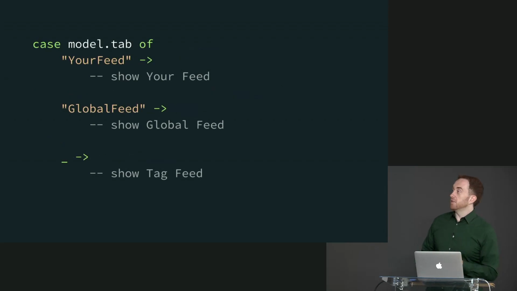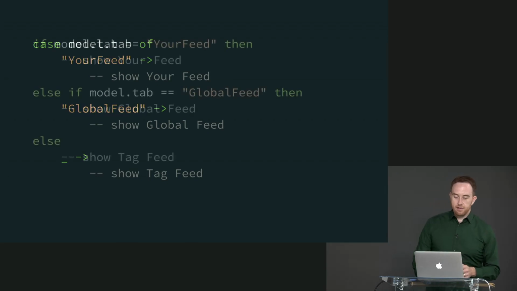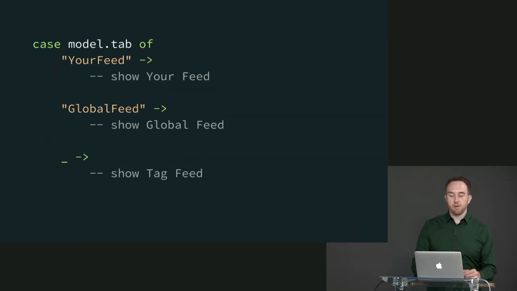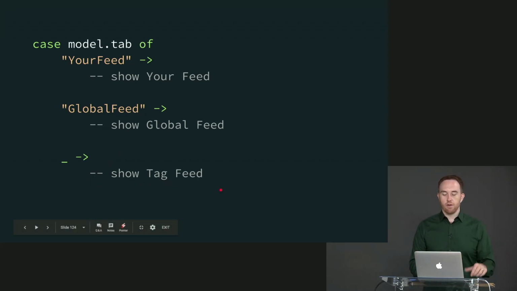Okay, another way we could do this is we could refactor it to be like this. Case model.tab of, and then we say your feed arrow, global feed arrow, and underscore arrow. These are equivalent. So this is a case expression in Elm, and the way that it works is you give it a subject, and then it's going to compare that subject in a couple of different ways. And if the subject matches, so in this case, if this string is exactly equal to this, it's going to run the first branch. Otherwise, if it matches this second one, then it's going to run the second branch, and otherwise the underscore is the default branch, and then it's going to say, okay, we didn't run any of the others, so we're going to run this one.